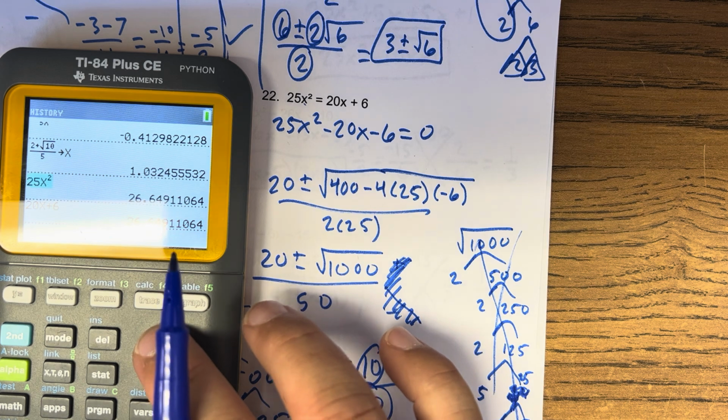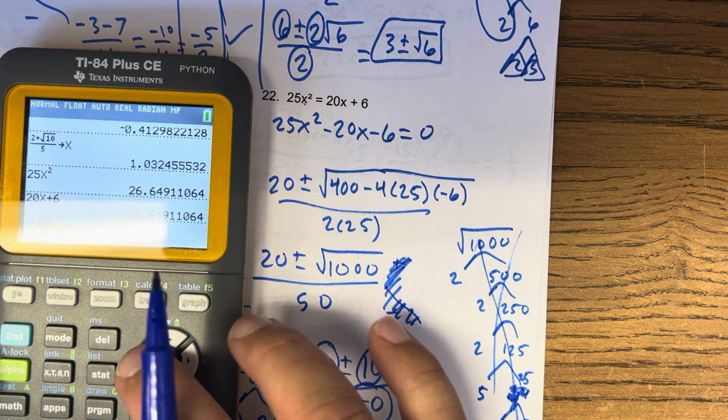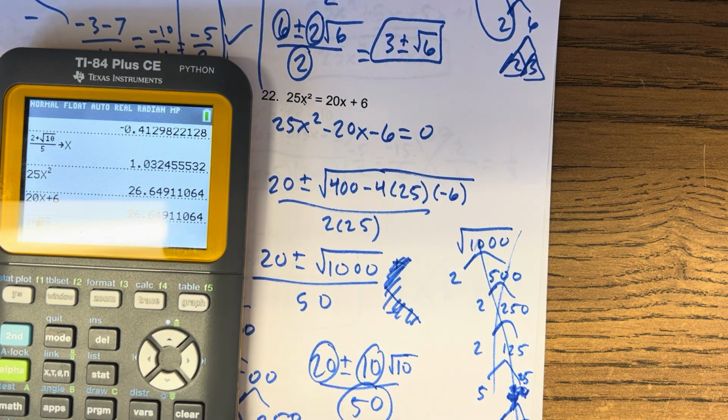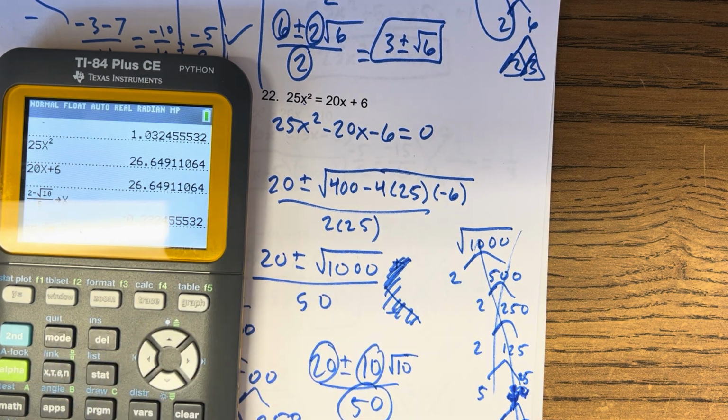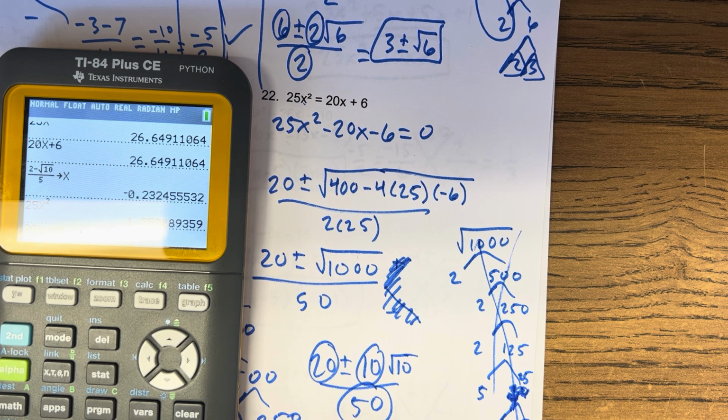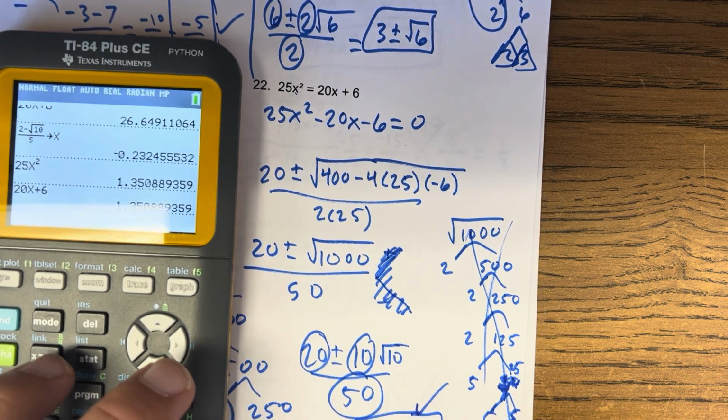And then I could do the same thing. I could copy and paste this down and change this to a minus. And then put in the same equation, 25x squared minus 20x minus 6. They equal the same thing. We got the answer correct.